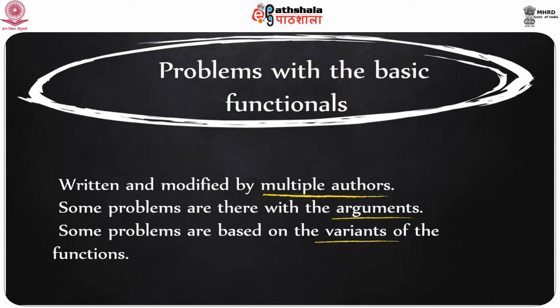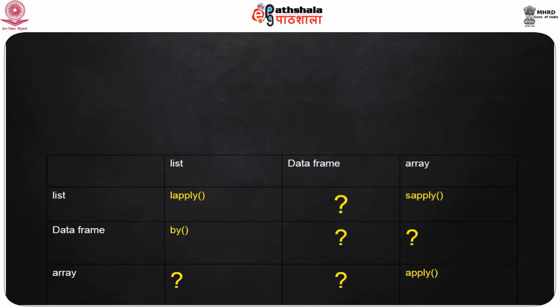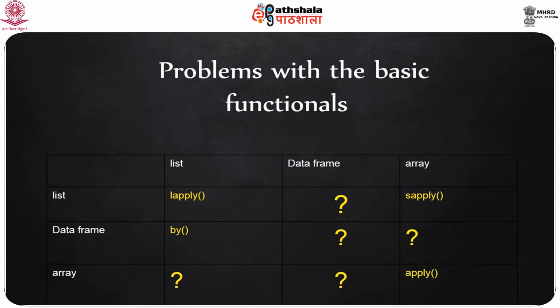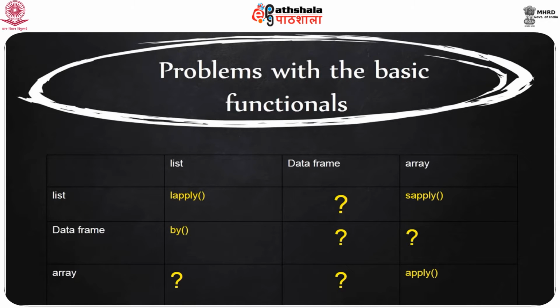Like suppose you want to use list, data frame and array for all the combinations of input and output. So, in all we will be having 9 combinations as it is shown here. So, as the table shows, I need to have 9 functions here, but based on the functionals that we have already learned, I am left with only 4 functions. So, what do we do? How do we proceed here?